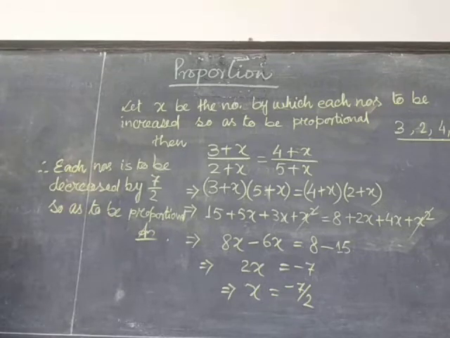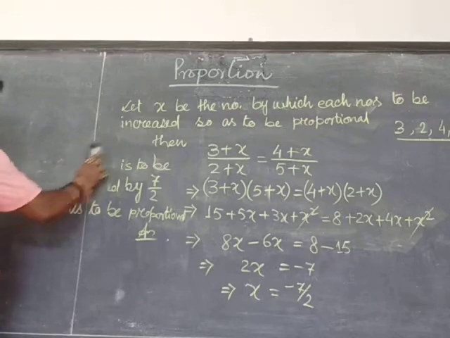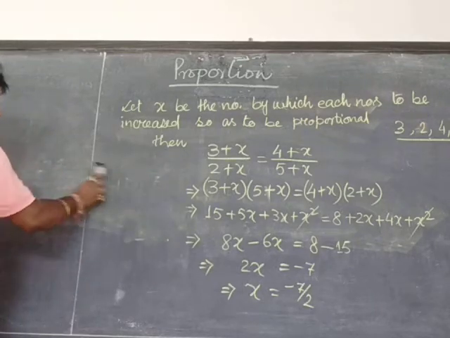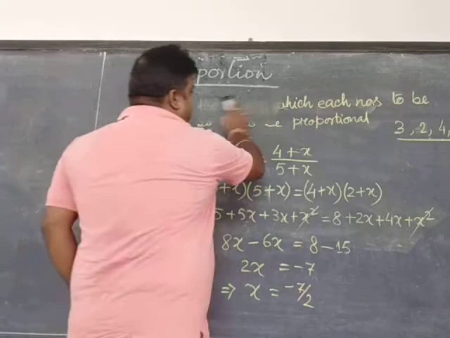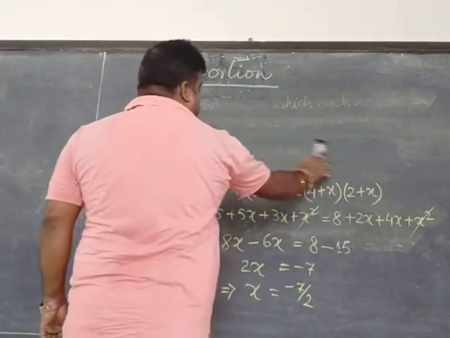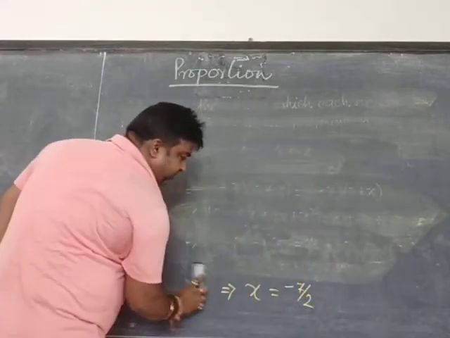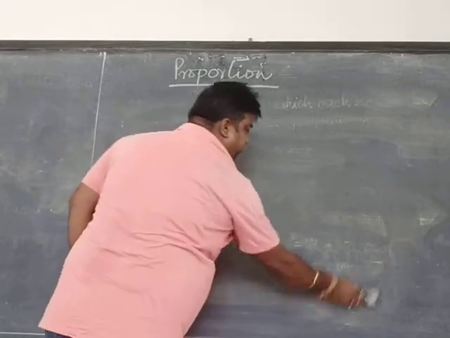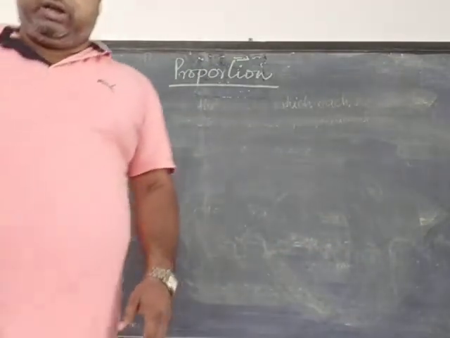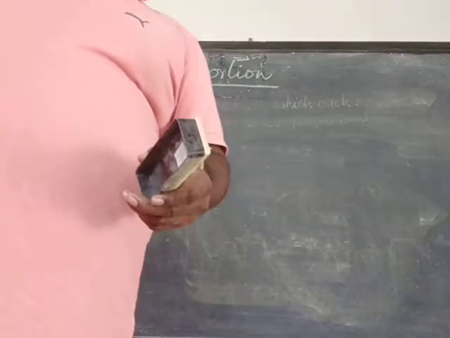So these are the two parts of this first question. Understand? Okay. So next we are doing example 2. Let us do example 2. What is that example 2? The question is: find the mean proportional between 2 and 8.